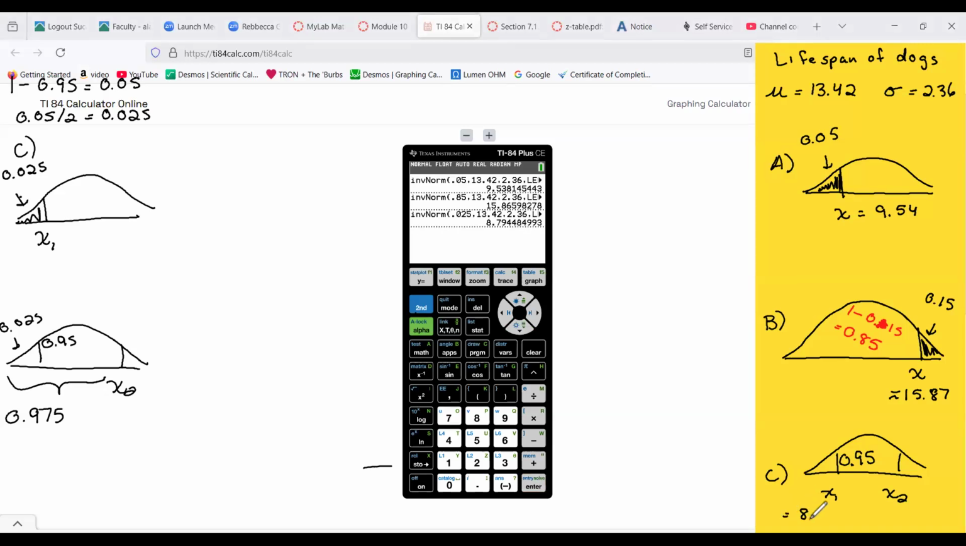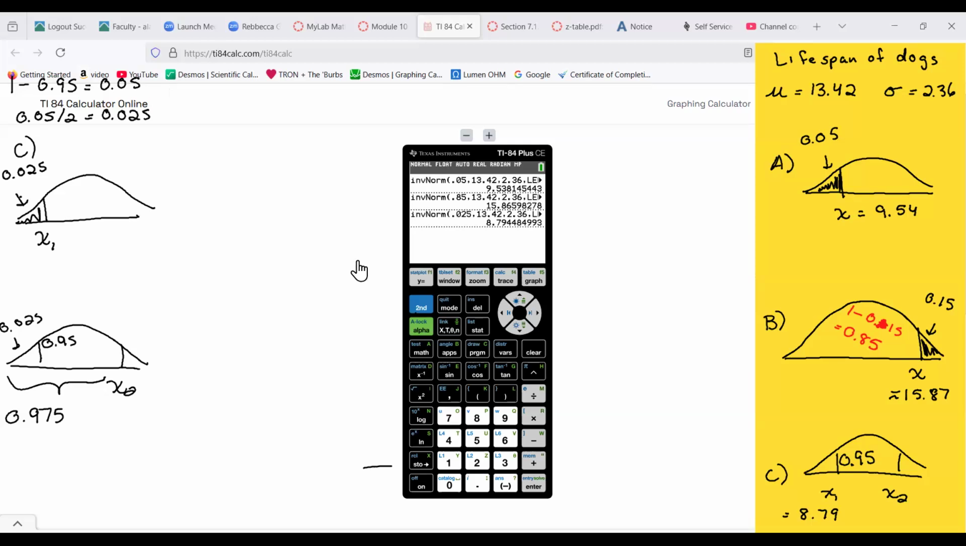That is going to be 8.79. And then if I want my X2, that's the area to the left of X2. We said that is going to be that 95% in the middle, plus that 0.025, sorry, the 0.95 in the middle and the 0.025 in the tail. Combined, that is 0.975.